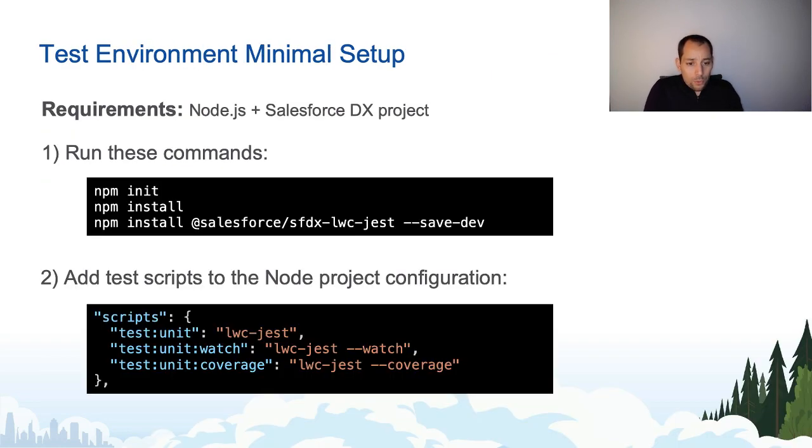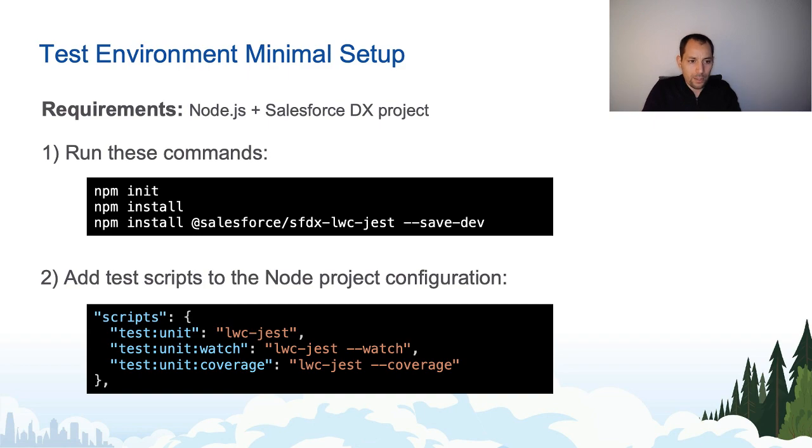All right, so how do we assemble all of those things? How do we assemble all this environment? Well, it's pretty simple. We need two things before installing the environment. We need Node.js installed on our machine, and we also need to start from a Salesforce DX project. Once you have your DX project, there are a couple of commands that you need to run to enable Lightning Web Component testing. Three commands to be precise.